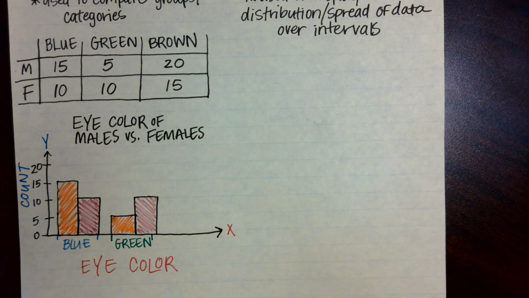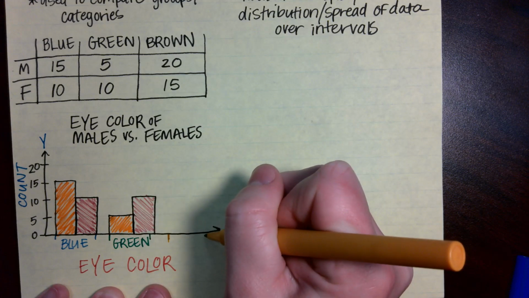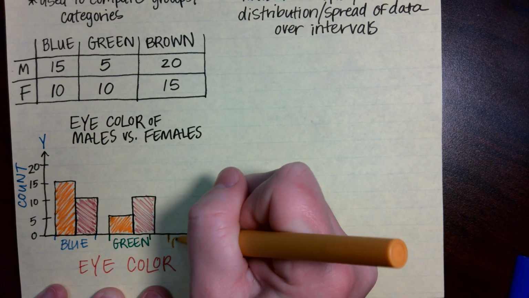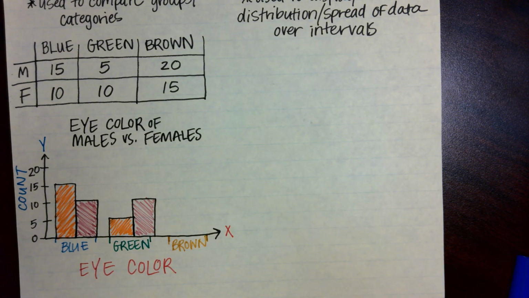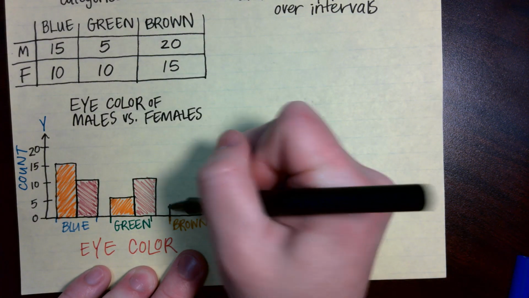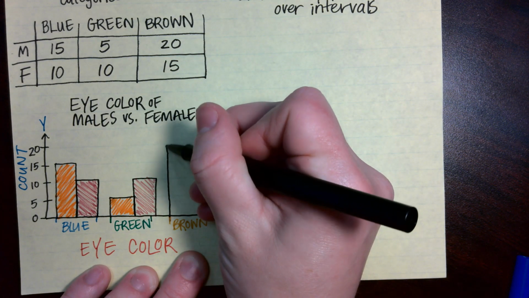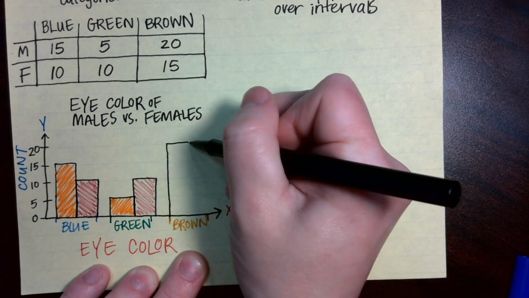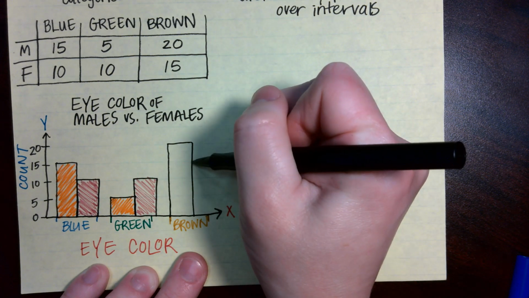Okay. Once you've got green, we're going to also plot our brown eyes. So I'll make a brown section over here finally. Brown. And males have 20 brown. Big section. And 15 females.